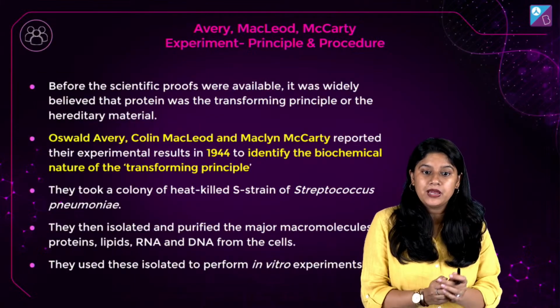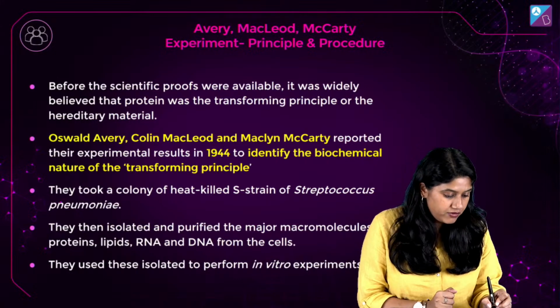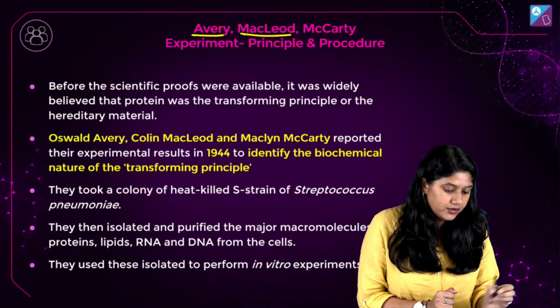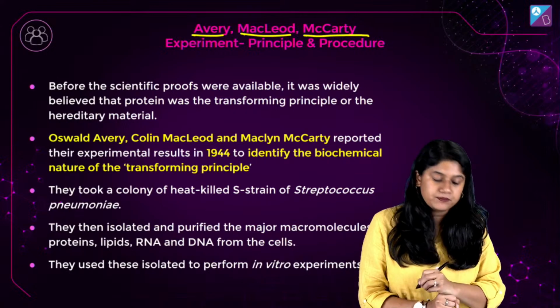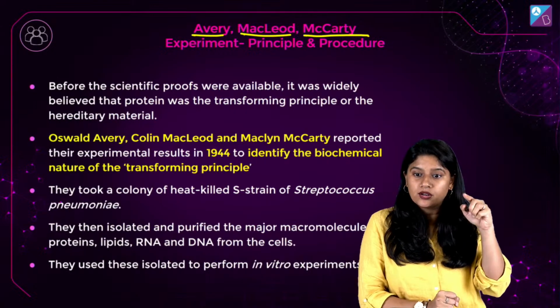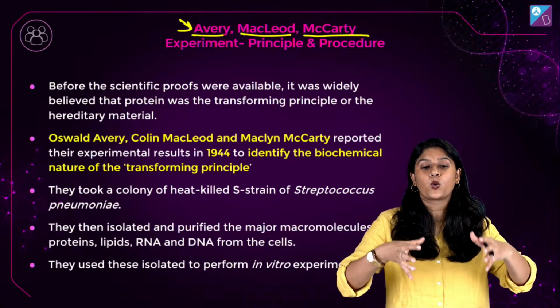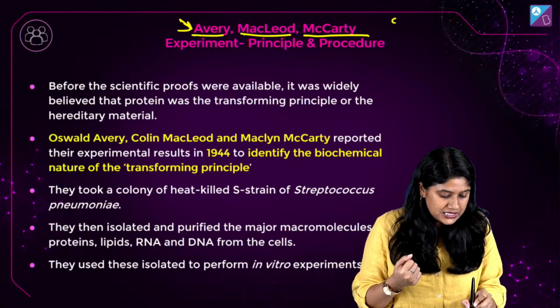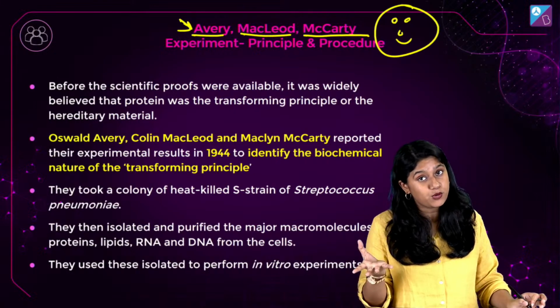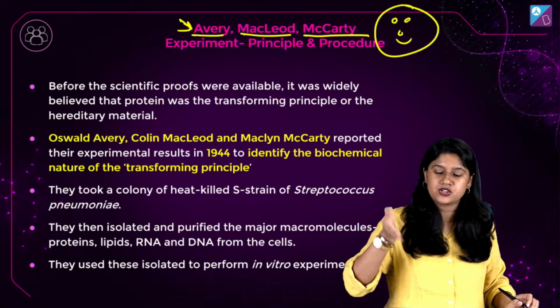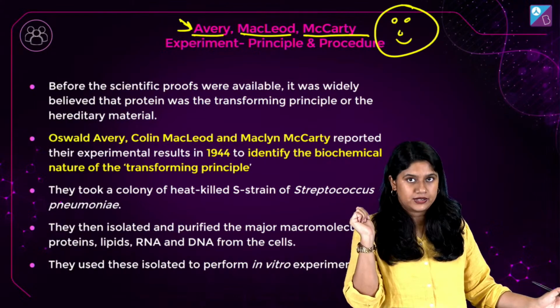We have three main important scientists. We have Avery, we have McLeod, and we have McCarthy. In the book it's written "et al." So this is the main scientist, and all of these were working along with him. Please remember their full names also. It can be asked in the examination. So please have an understanding of that.